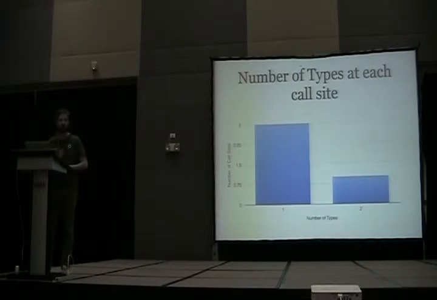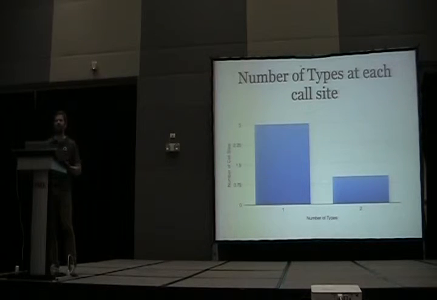So after running this, if we look at the logs, we'll see that three of these call sites were monomorphic. And one of the call sites, is it one or two? One of the call sites is polymorphic. So about 25% of the call sites in that example code are polymorphic.